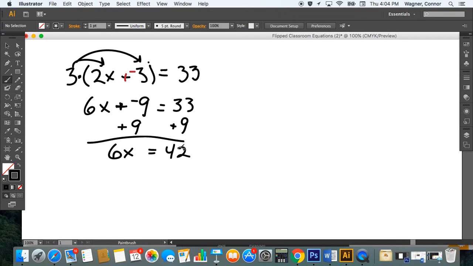And as you can tell, I made my numbers nice and neat so that they divide evenly here. So 6 times x equals 42. We have to do the inverse operation, divide by 6 on both sides. 6 divided by 6 is 1x. 42 divided by 6 is 7. So x equals 7. So once again, it's a really easy problem once we do this simplifying or this expanding up here with the distributive property.